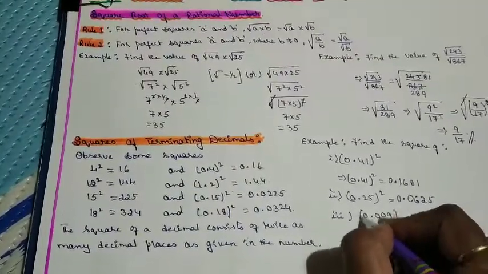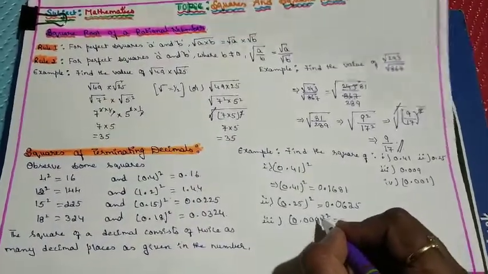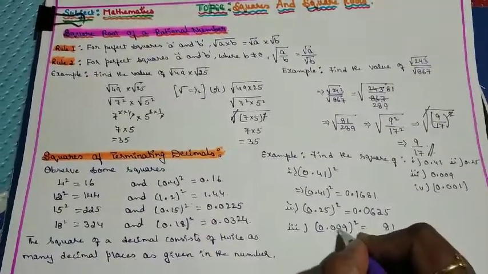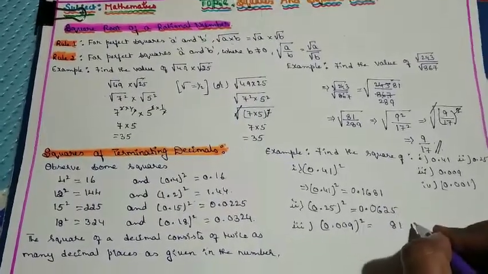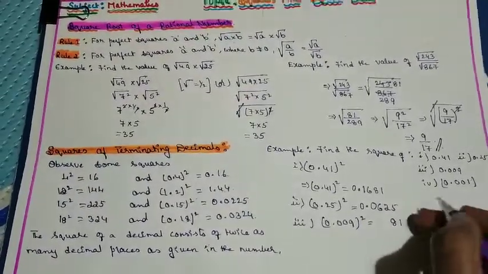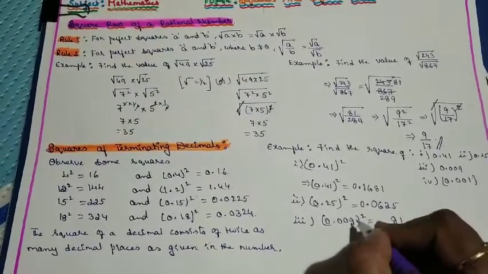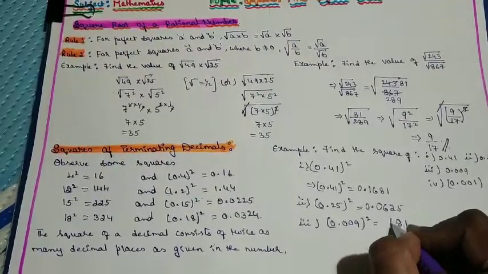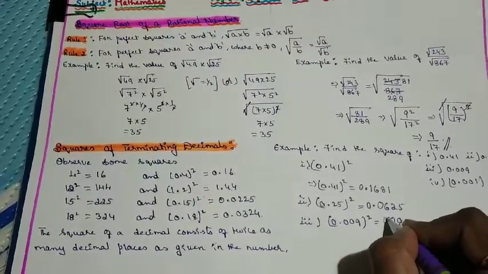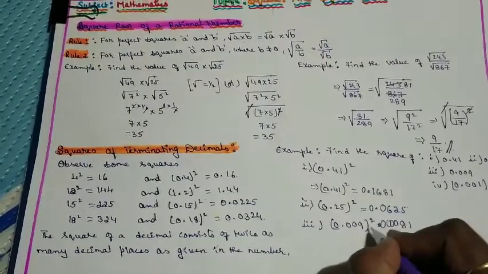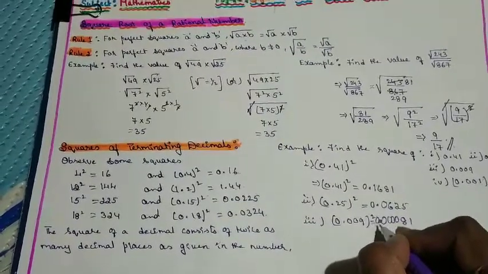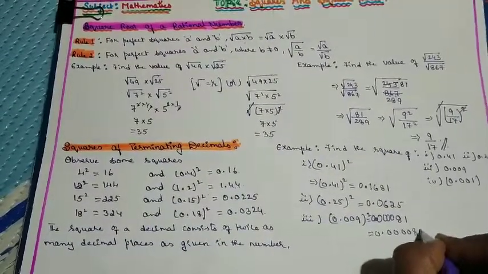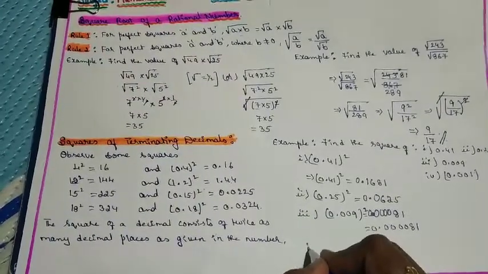If I go with the third example, 0.009 whole square. We know that 9 square is nothing but 81. But after the decimal point we have 3 digits here. 3 doubling makes 6. So I cannot put the zeros towards the right side of a number. We have to put them towards the left. So 1, 2, 3, 4, 5, 6. So the answer is 0.000081. Clear?